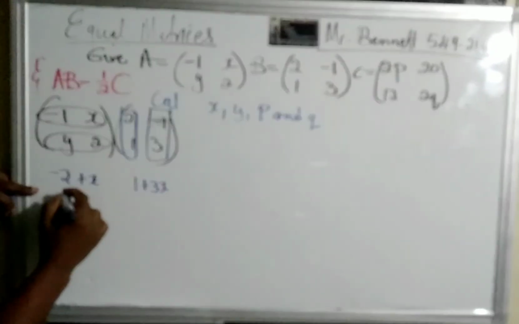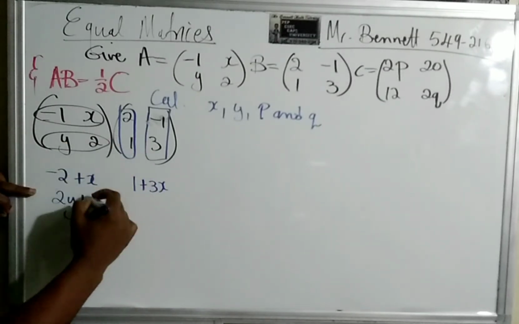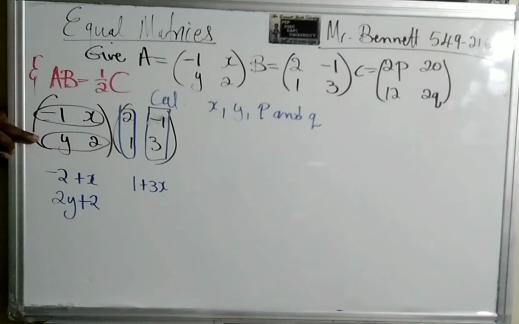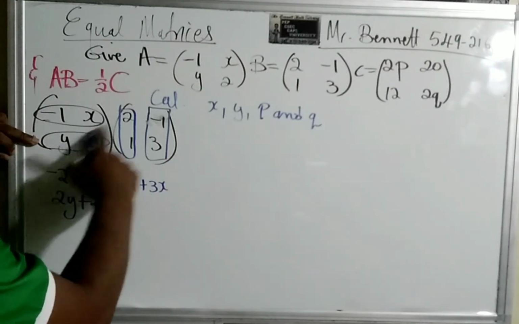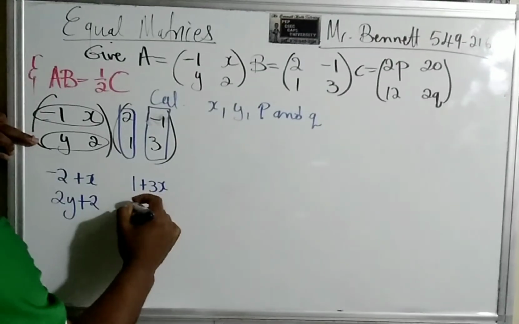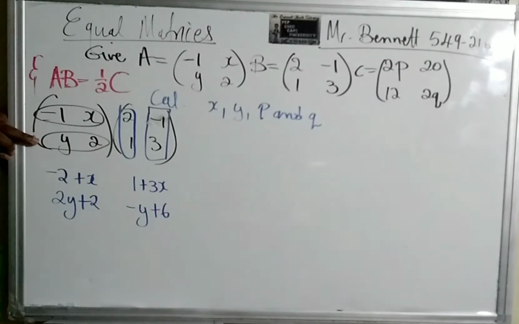Alright, so it's y times 2, that will be 2y, plus 2 times -1, that's -2. See? Done with row 1 now, so we're going to row 2, column 2. So it's y times 1, that will be y... and 2 times 3 will be 6.